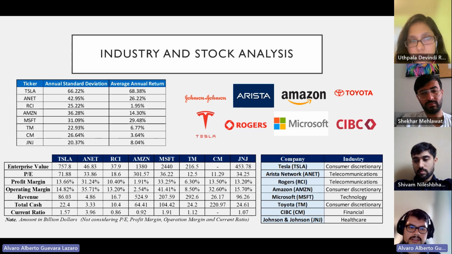Now we see here some price comparable ratios. The most relevant are the price to earnings, where we see that Amazon has a really high price to earnings ratio. Also profit margin and operating margin. In the case of Amazon, this margin is really low, which means that the company has a lot of cost of expenses. Lastly, we see the current ratio. The company with the highest current ratio is Arista Networks, which means that Arista Networks has really low current liabilities, and so really low short-term debt.